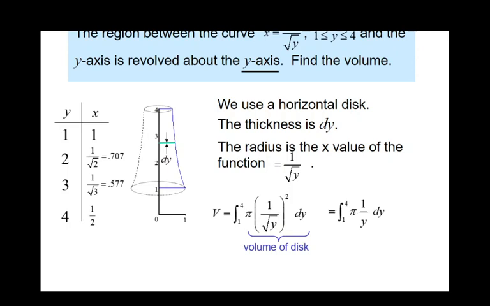integrate. The integration, or the antiderivative, of 1 over y is the natural log. Then we plug in top minus the bottom, and use our natural log properties. The natural log of 1 is 0. And then I can simplify. 4 is 2 squared. Using the log property, I get 2 pi times the natural log of 2.